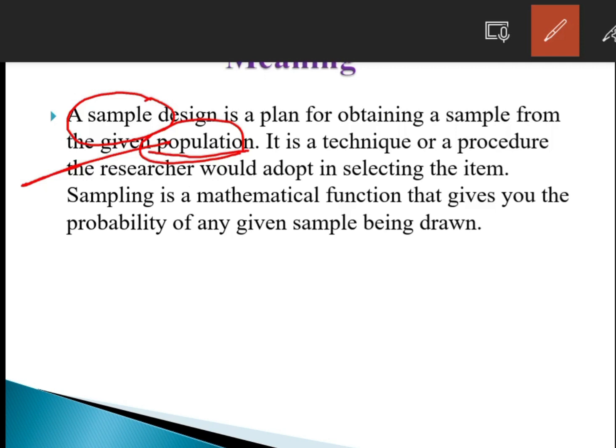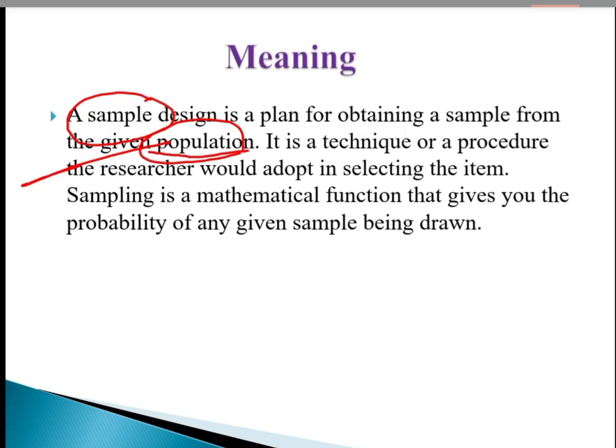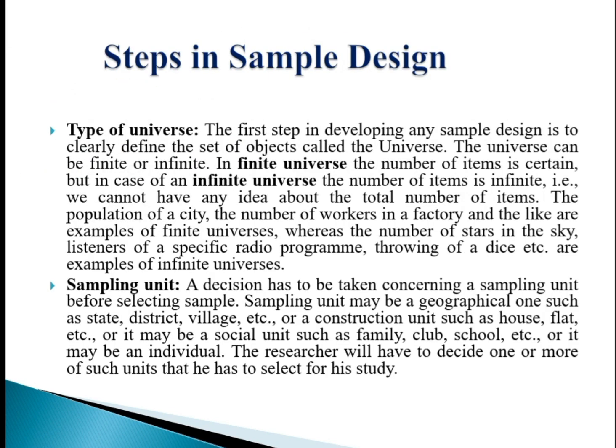Sampling is a mathematical function that gives you the probability of any given sample being drawn. That is, sampling is a technical function, a mathematical function. On the basis of that we are going to decide how many respondents we take for our survey. The whole process is known as the sample design. Now we discuss the steps in sample design. There are a number of steps in how we select the sample.